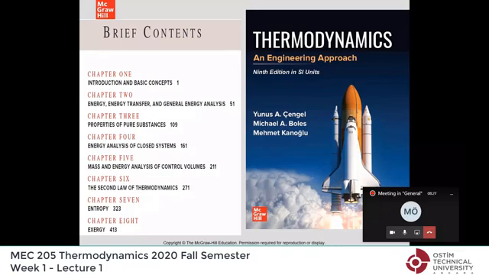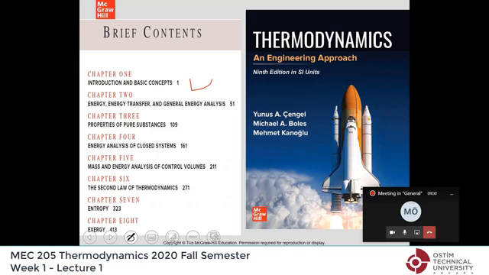And this is the book that we will be using. It is the 9th edition, SI version. The book has 17 chapters, and we will cover only 8 chapters in this course. And those of you who continue on taking Thermo 2 will go through the rest of the chapters. And today, we will go through chapter 1, the basic concepts. We will learn about the vocabulary of thermodynamics. And next week, we will start chapter 2.